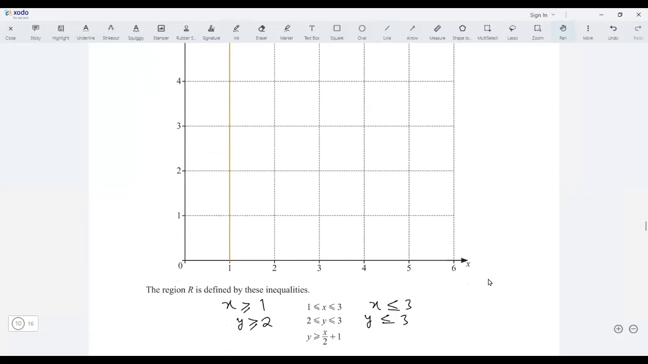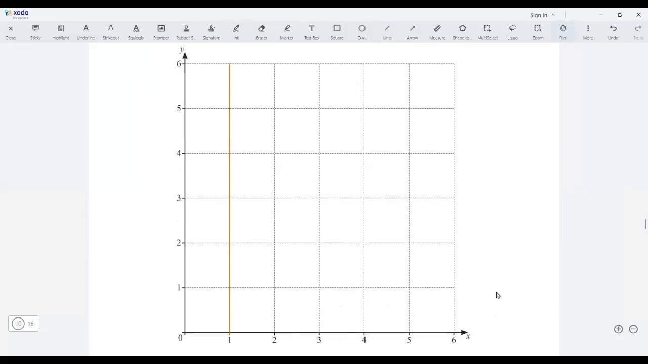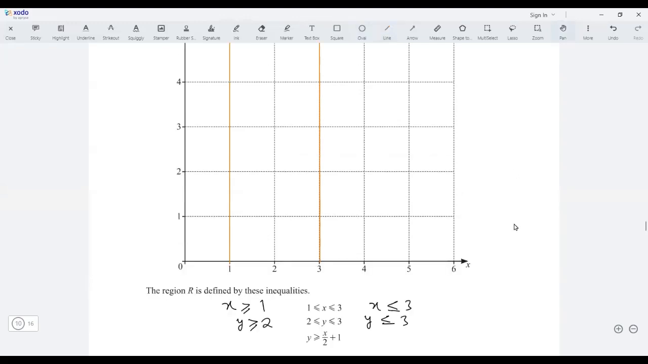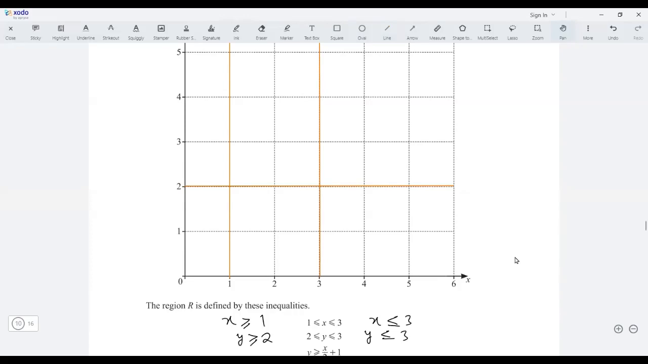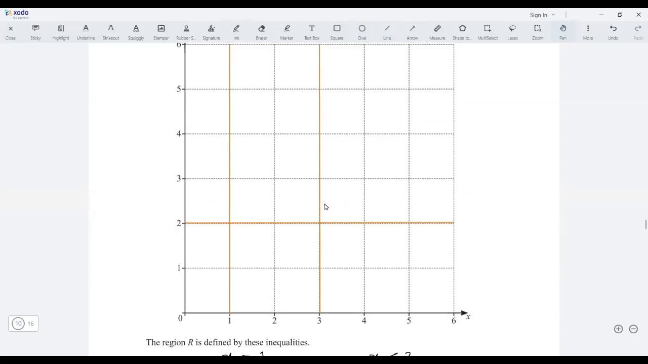x equals 3. I have to draw x equals 3. So x equals 3 will be drawn like this. So this is the line. For the next line, it is basically y equals 2. So y equals 2 is parallel to the x-axis, passing through the y-intercept 2. So y equals 2, and the next line is y equals 3. So y equals 3 will be lying at this place.